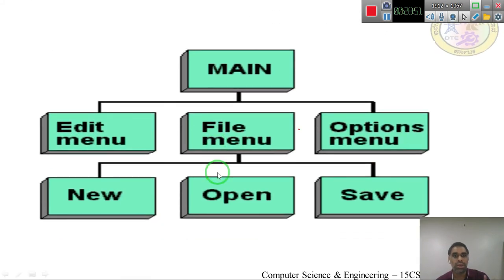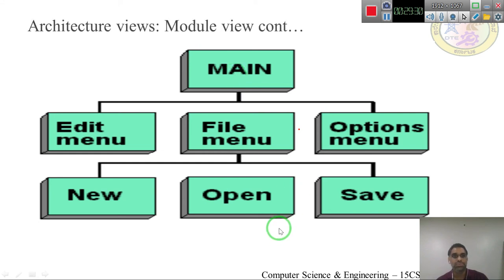So this is about module view, and there is a diagram which tells you that the main module would comprise submodules. Say main contains edit menu, file menu and option menu, and in turn the submodule file menu would comprise submodules like new, open and save. So here, what are the elements? Elements are modules. The main module is not a runtime entity, whereas it is a code way representation of the system. So that is what we need to understand.